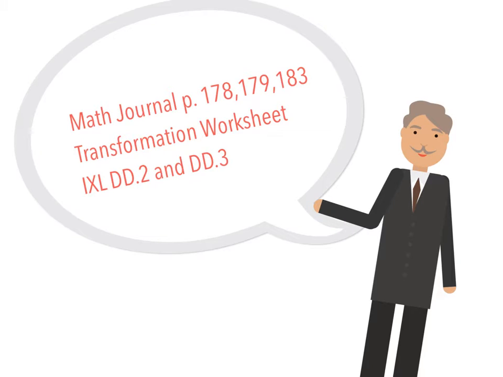For your assignment today, we're actually splitting up this lesson, so there are a lot more pages included in it that we'll be working on tomorrow. So you just need to finish pages 178 and 179, which we started looking at together, and then your math box is page 183. Those are due tomorrow. You should have a transformation worksheet with you, and then when you are going to do IXL, practicing our new skills on DD2 and DD3.